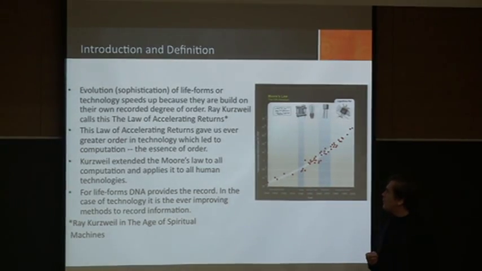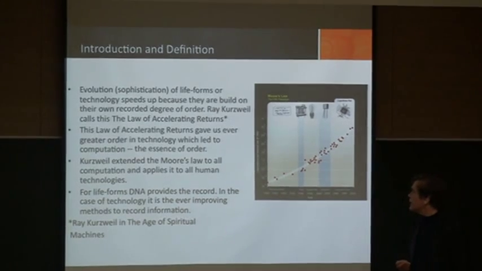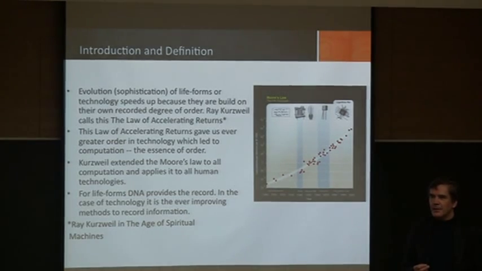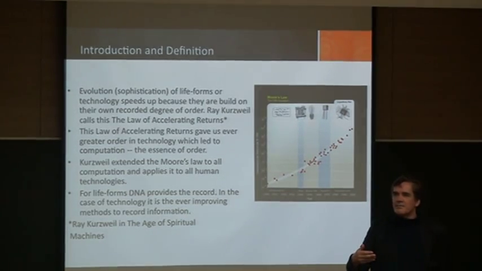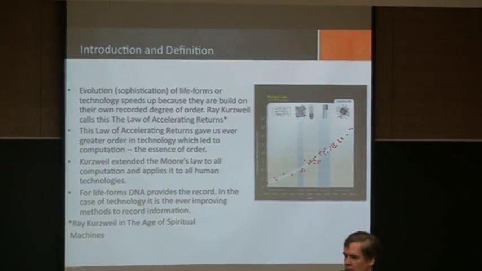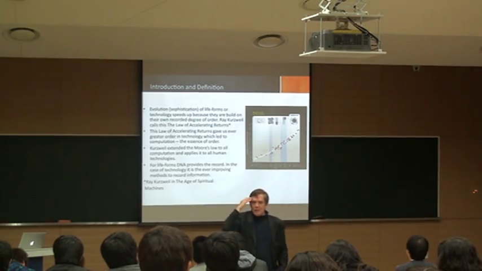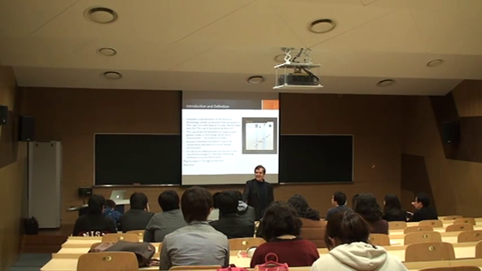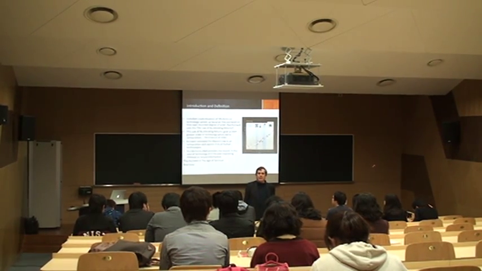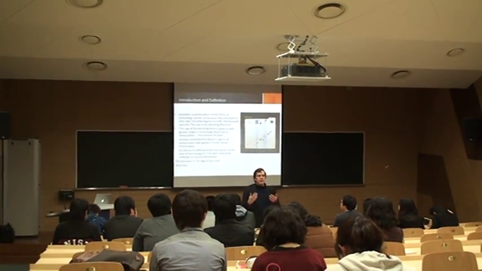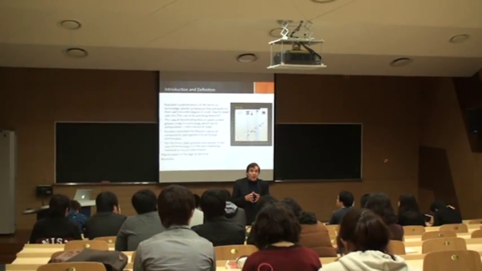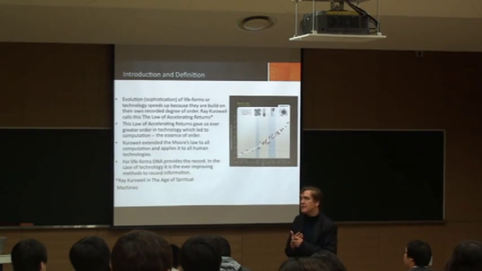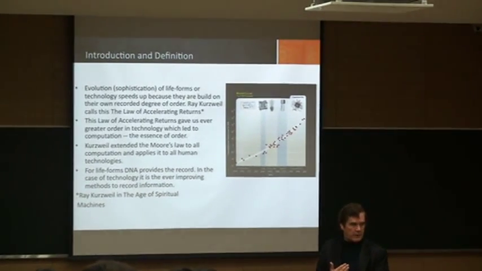And I pointed out that for life forms, DNA provides the record. In the case of technology, it is the ever-improving methods to record information. And so every time we get better at storing more information, nowadays we hold what we call memory sticks. Think how much of an advance that is. If I want to give you my PhD thesis, or here's my book, it's on such a teeny amount of information. This has so many consequences culturally, actually for all of mankind, in terms of faster transmission of information, and therefore being able to develop new technology faster.